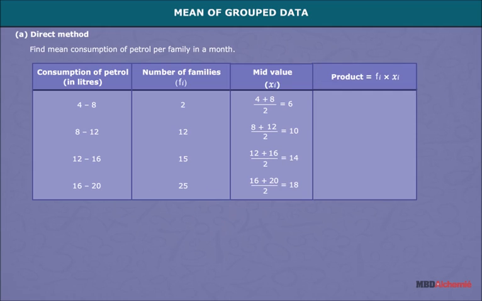In the second step, we make a column of fi into xi by multiplying fi and xi of each particular interval, as shown in the example through animation.